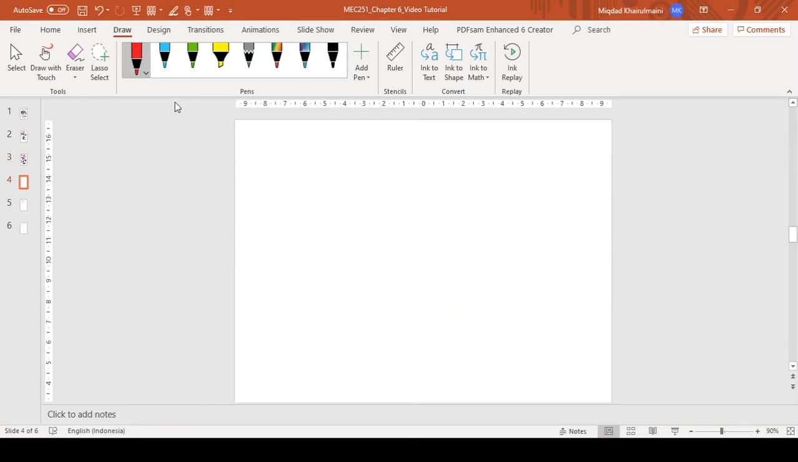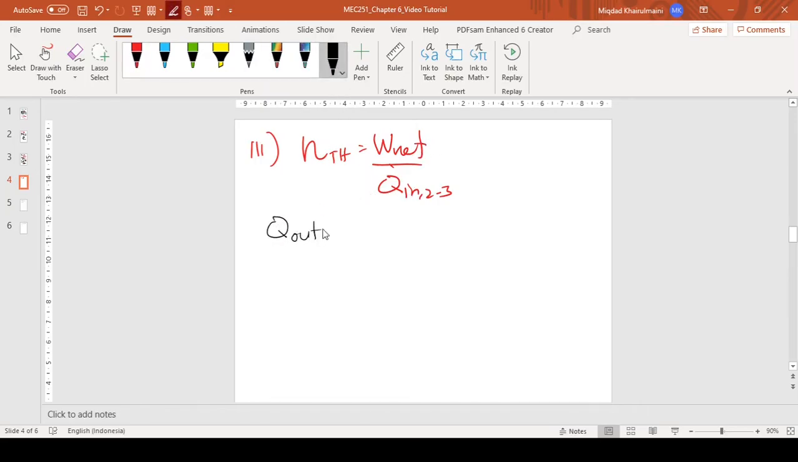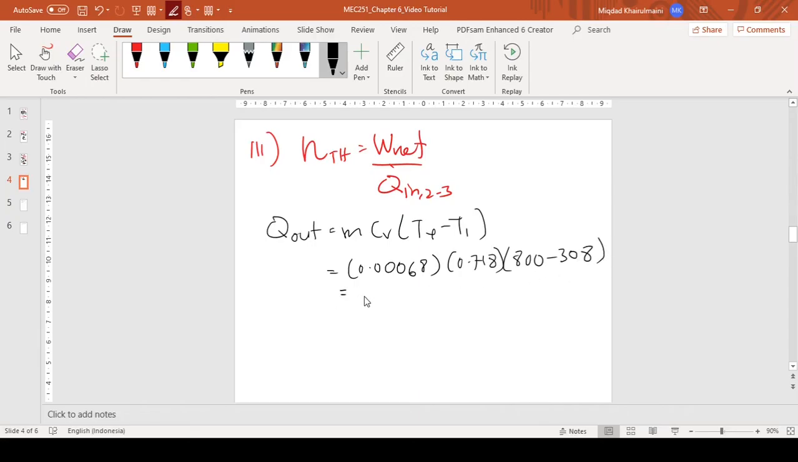Then number 3, we have to calculate the thermal efficiency, which is the net work divided by the amount of heat added. We have already calculated Q in, so we have to find Q out first. Q out equals mCv times T4 minus T1, as written before. So 0.00068 times 0.718 times 800 minus 308. This will give us around 0.24 kilojoules.